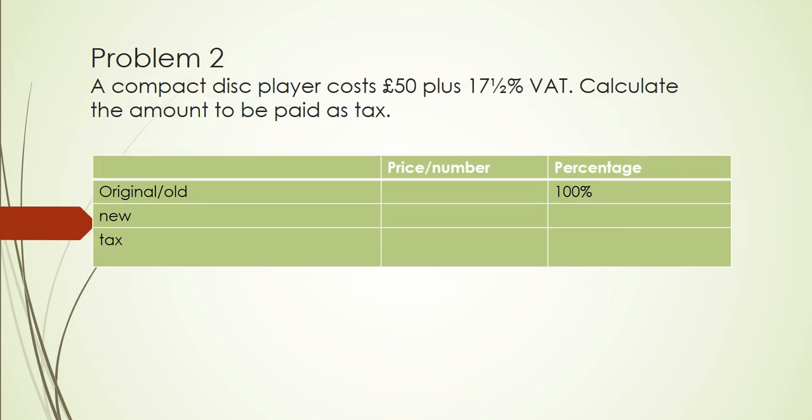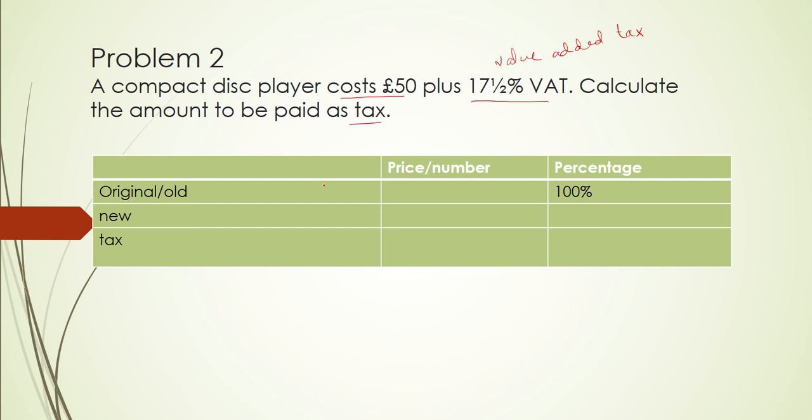So there is another problem. A compact disc player costs £50 plus 17.5% VAT. Now VAT is basically value added tax. It's a form of tax. Now calculate the amount to be paid as tax. If you look at the first statement, a compact disc player costs £50 plus this tax. Calculate the amount of tax.